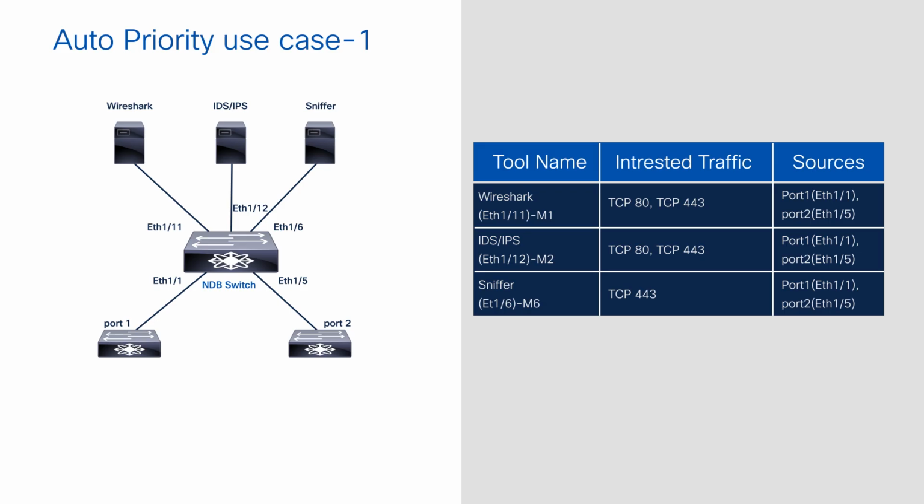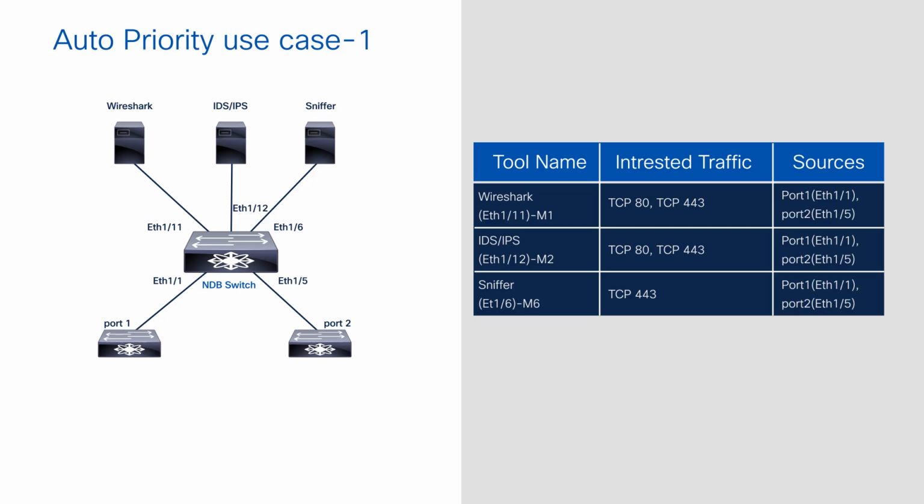Here is the first use case. As you see in the topology, I have an NDB switch. There are two ports which are ingesting traffic, port 1 and port 2, coming via SPAN. And I have three tools, which are Wireshark, IDS and Sniffer. They are connected to three different ports, Ethernet 1/11, Ethernet 1/12 and Ethernet 1/6, respectively.